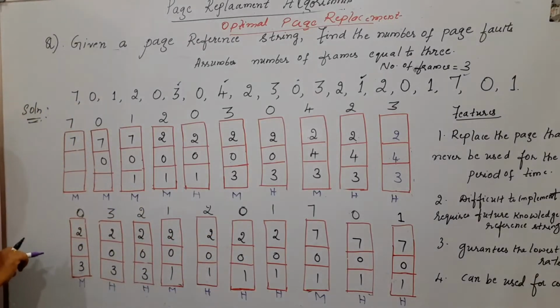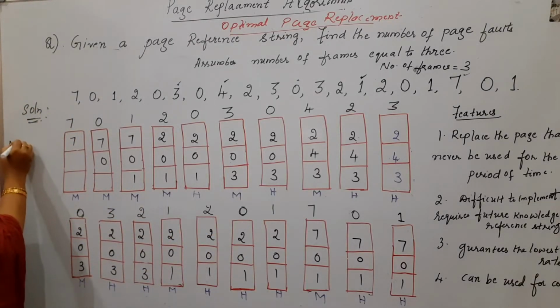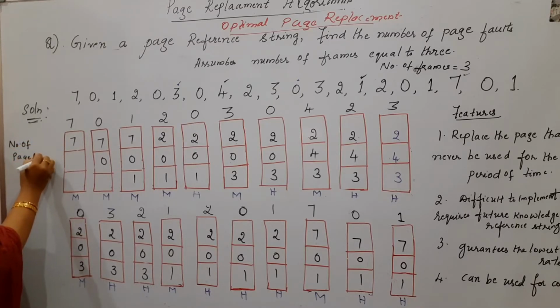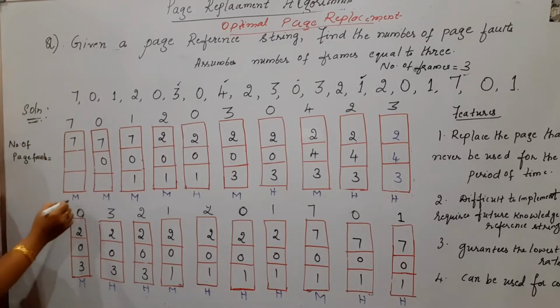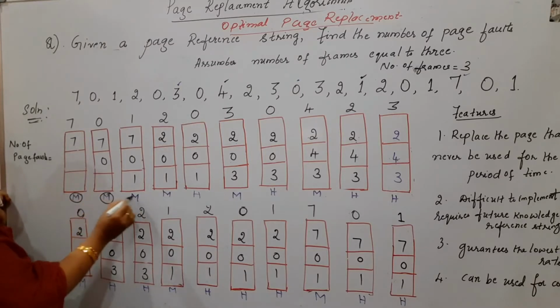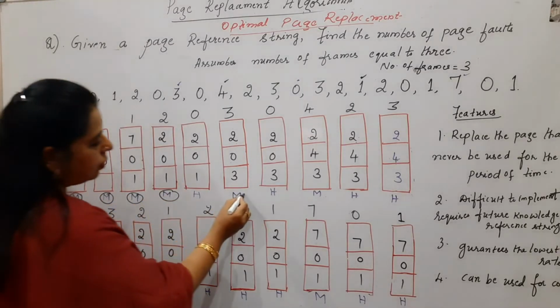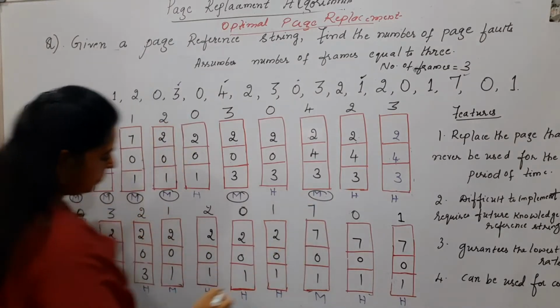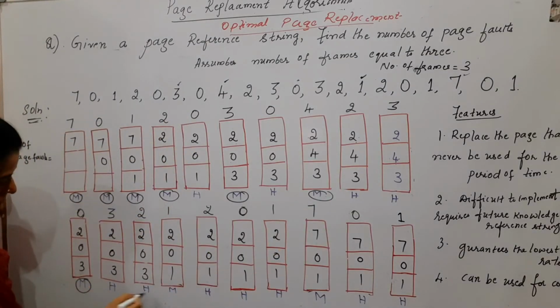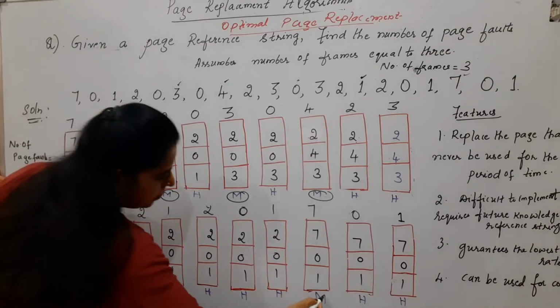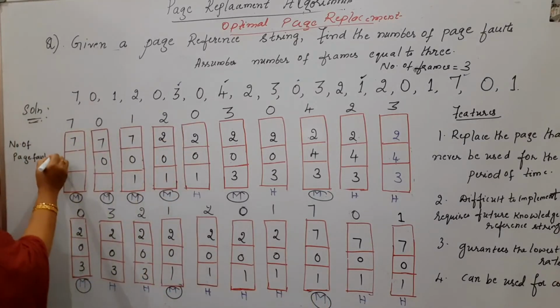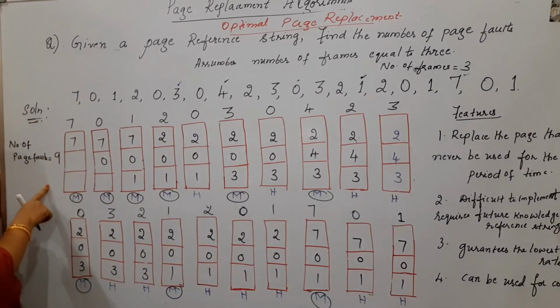Now calculate the number of page faults. How to calculate the number of page faults? Simply count the number of M's appearing here. How many times is the letter M appearing? 1, 2, 3, 4, 5, 6, 7, 8, 9 times. The number of page faults is 9 here. Remember, the number of page faults in this particular example is 9.